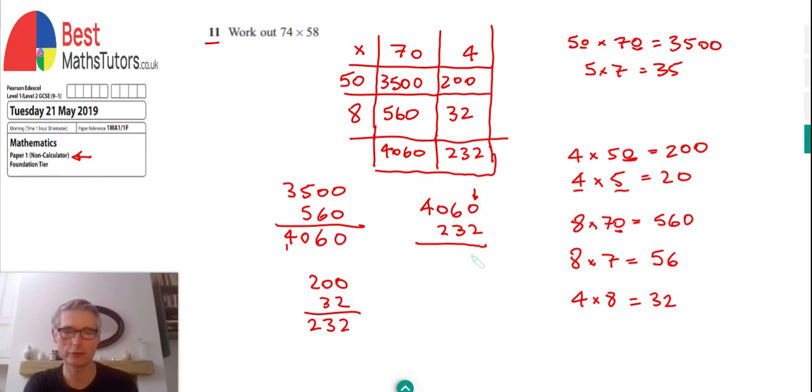So we do the 0 and the 2. 0 plus 2 is 2. 6 plus 3 is 9. 0 and 2 again is 2. And 4, and we've got nothing to add on to it, so that's just 4. So that's our answer. We can say that 74 times 58 is 4,292.